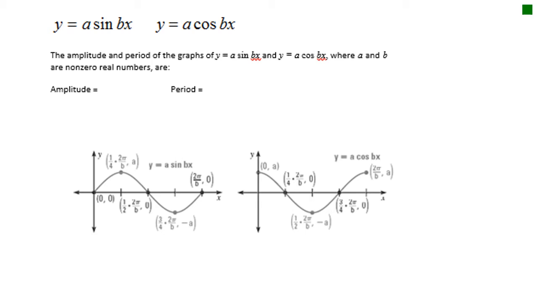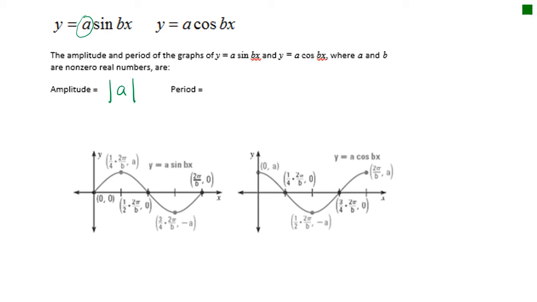When a was 1, it had an amplitude of 1, because it was just y equals sine x. Our amplitude is always the absolute value of whatever a is. That's how tall I am from the x-axis, or how far I move from it. So if that was 2 sine x, then I'm going to go up to 2 instead of up to 1. If it was negative 2, I still do 2 because it's the absolute value.